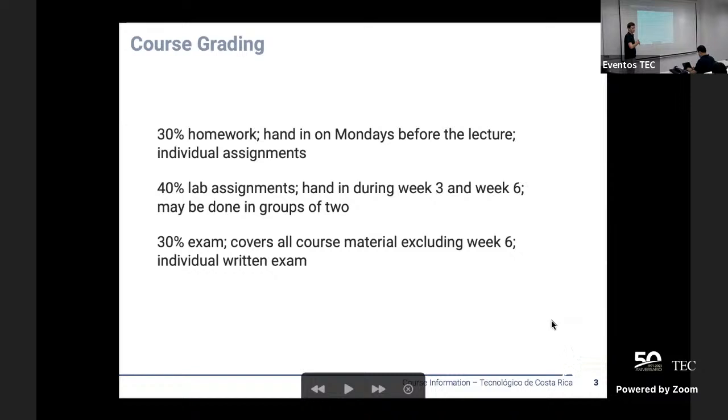The homework you have to hand in on Mondays before the lecture, and always at least one week later. So if the lecture is on Thursday, I don't expect you to hand it in on the next Monday, but the Monday thereafter.